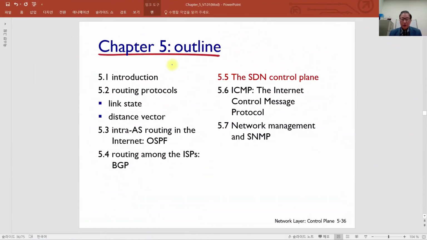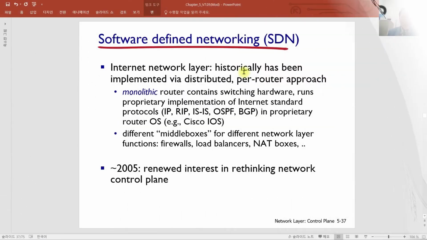In this lecture, we learn about subchapter 5.5 in chapter 5. This one is explaining the software-defined network control plane. What is software-defined networking? We learned this briefly already, but now we learn in detail.